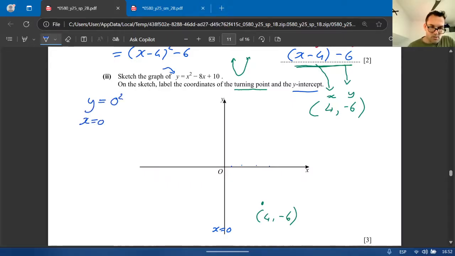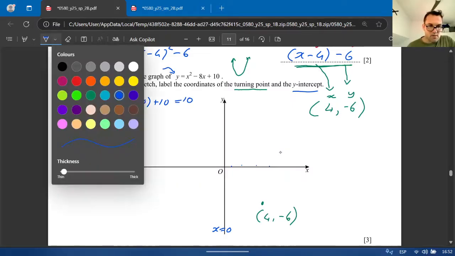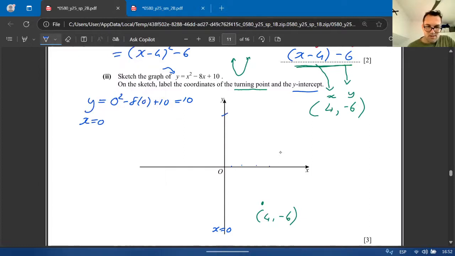Which will give us 0 squared minus 8 times 0 plus 10. That would eliminate the x squared. That's 0 minus 0. So what are we left with? 10. So it's a line that will go through 10 on the y-axis.